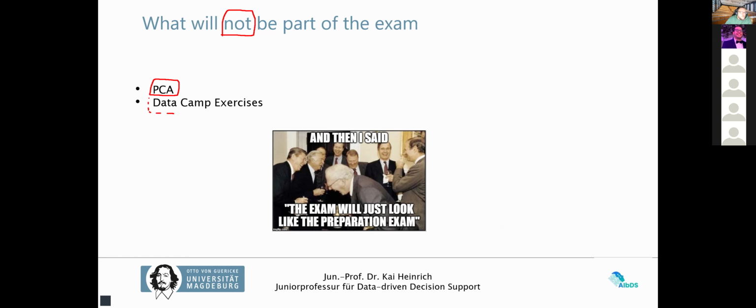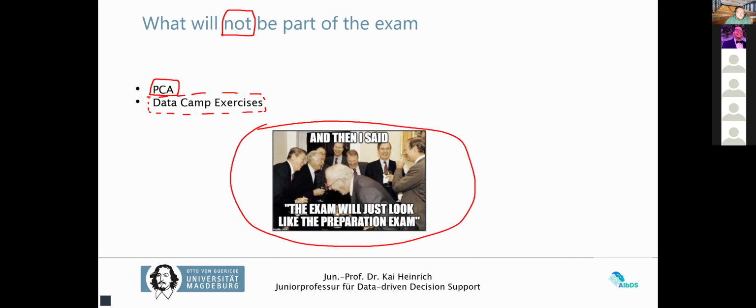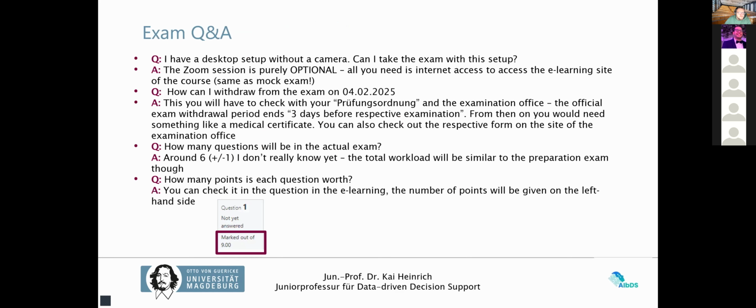And of course, you already know this, everything you learned in the DataCamp exercises is of course not part of the exam. That's not part of the exam.